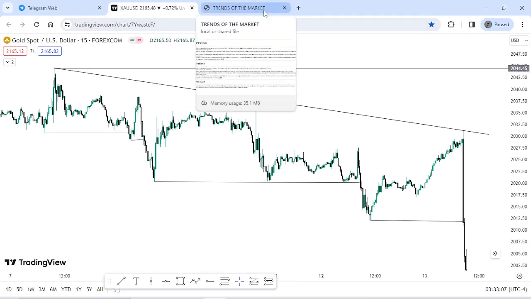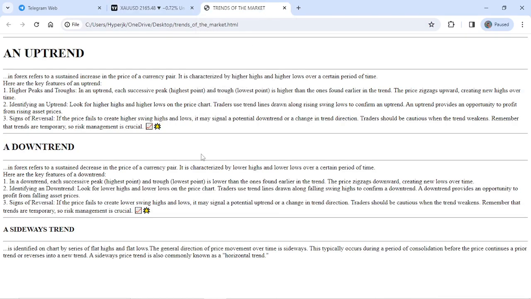Okay, now the third trend of the market is the sideways trend. What is a sideways trend? A sideways trend is identified on chart by a series of flat highs and flat lows. The lows and the highs are flat, and the general direction of price movement over time is sideways. Imagine that the price of an asset is making flat highs and flat lows, and as time goes on and the price action keeps forming, it will continue to go sideways.